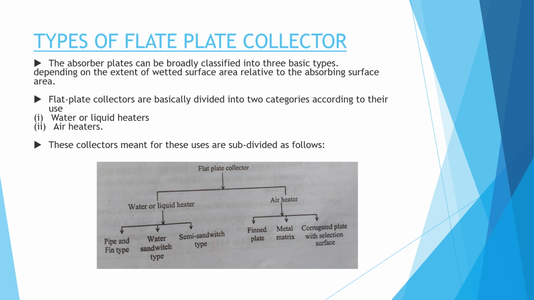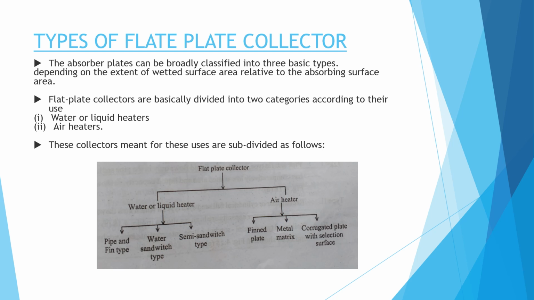So, types of flat plate collector. The absorber plates can be broadly classified into three basic types, depending on the extent of wetted surface area relative to the absorbing surface area. Flat plate collectors are basically divided into two categories according to their use, that is water or liquid heaters and air heaters. These collectors meant for these uses are subdivided. This is flat plate collector. Flat plate collector is divided into water or liquid heater and air heater.